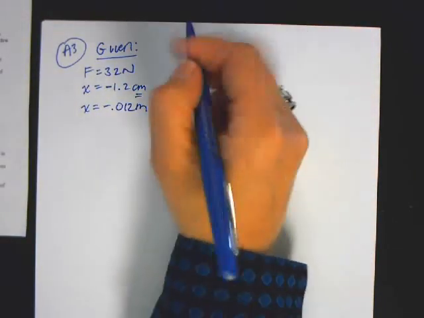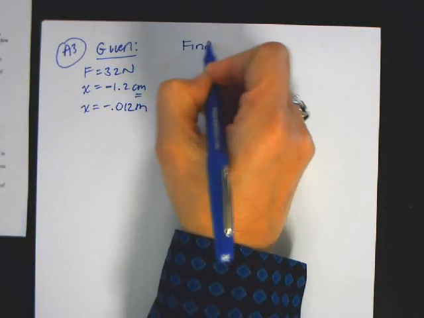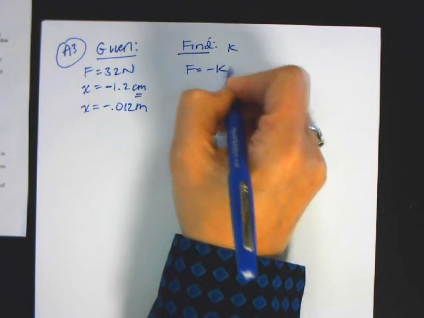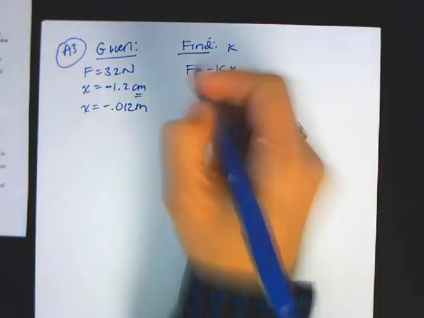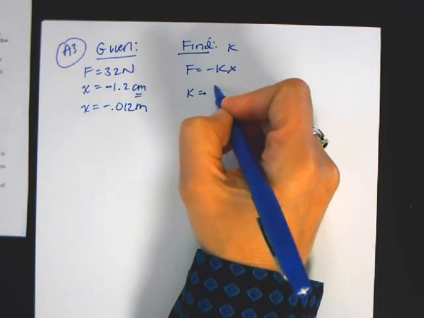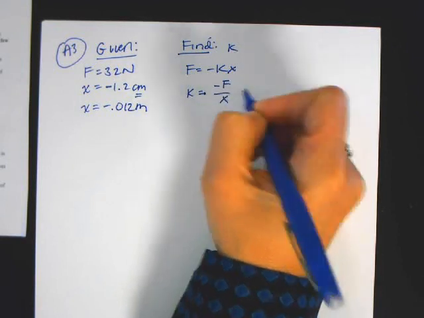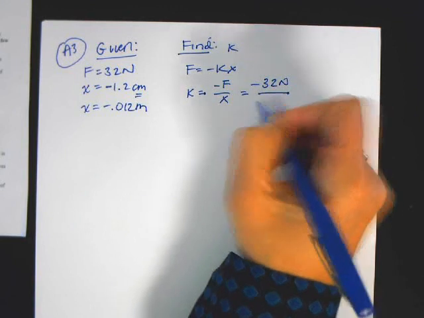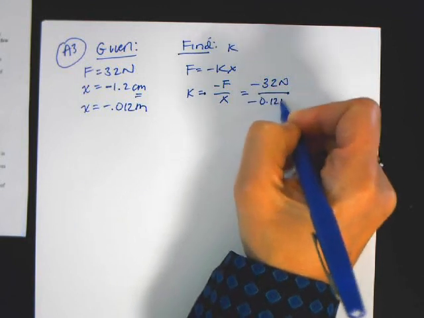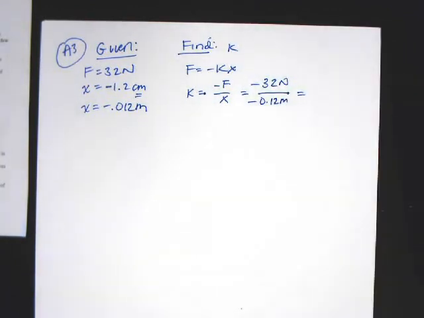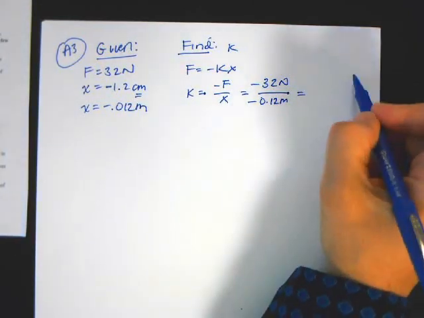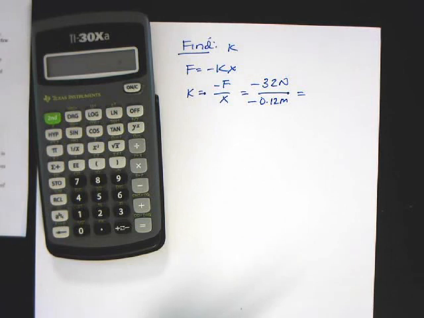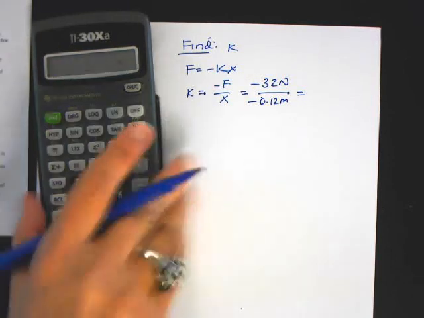And it says, what is the spring constant, k? So I know that F is equal to minus kx. So k is equal to minus F over x. So it's equal to negative 32 newtons divided by negative 0.012 meters. Now remember, the negative in the numerator cancels with the negative in the denominator, and I don't have a negative.